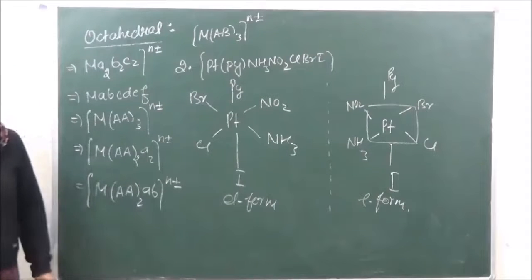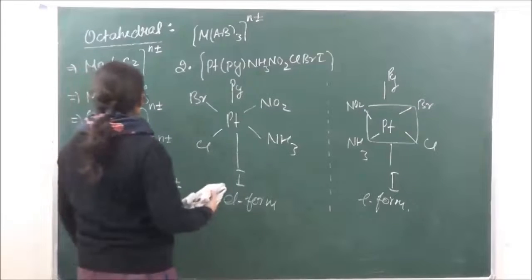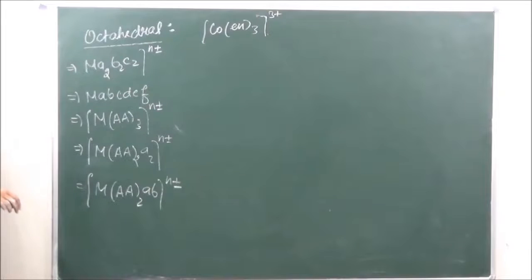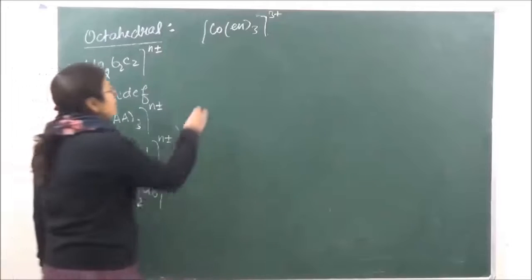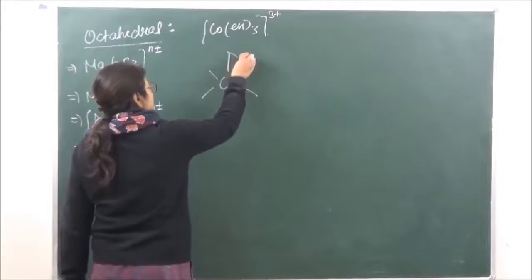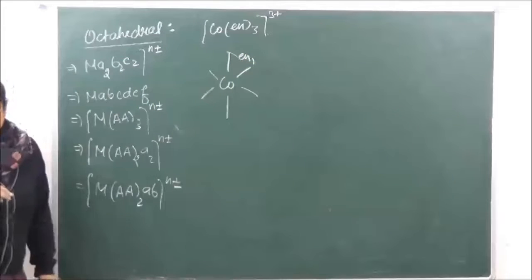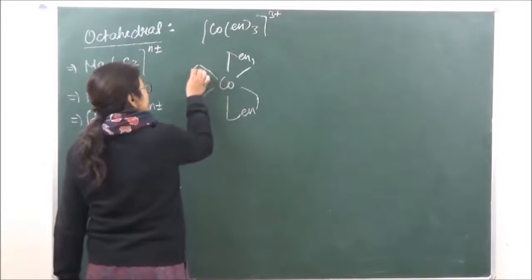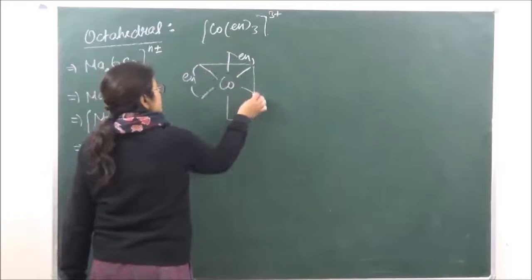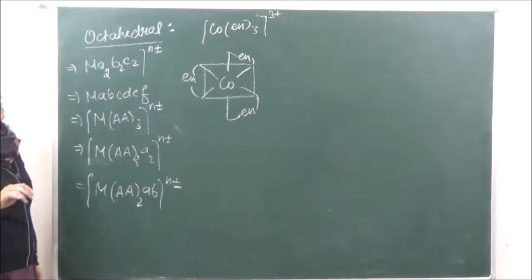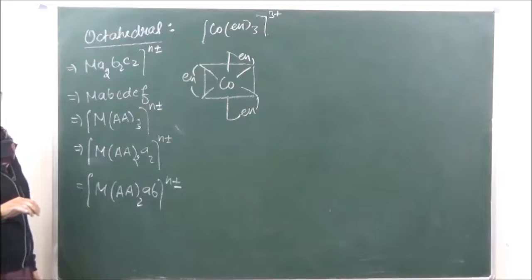Then the next example which we are going to take over here is that of the type M(AA)3. This example we will take is cobalt tris(ethylenediamine). Okay, so we have cobalt. Draw the 6 positions. Let's say we have one ethylenediamine which is satisfying this position, then we have one satisfying this, and we have one which is going to satisfy this. So this is the structure of tris(ethylenediamine)cobalt(III).